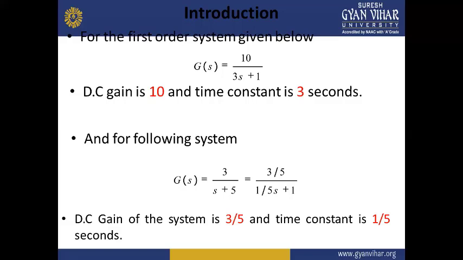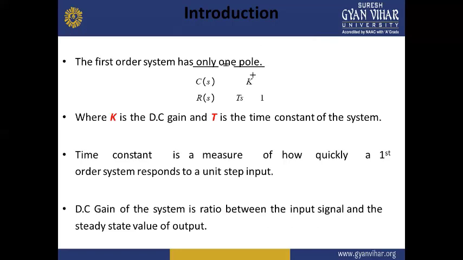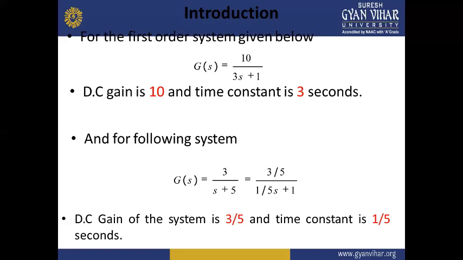And for the following system, G(s) is equal to 3 upon s plus 5. In this case, the DC gain will be 3 upon 5. The reason is that we first have to convert the given transfer function, or any kind of system, into the standard form, which is K upon Ts plus 1. So first of all, we convert it into Ts plus 1, where T is obtained as 1 by 5, and the DC gain will be obtained as 3 by 5.